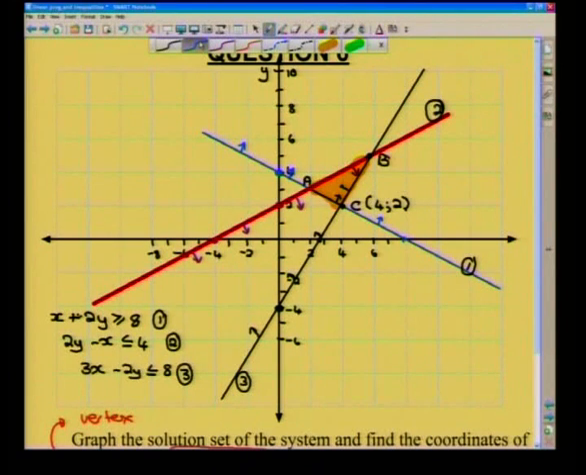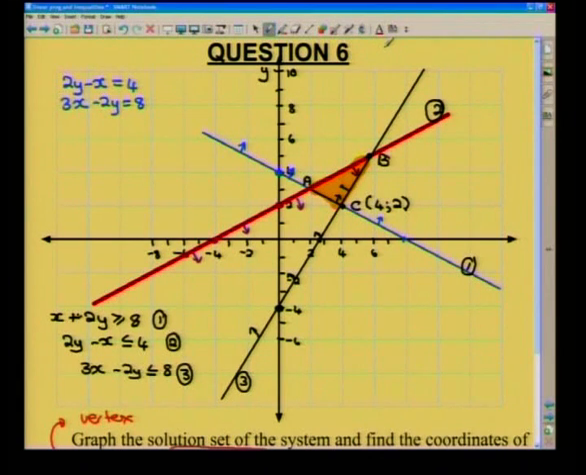Okay, so let's go here. We want to find out what happens when number 2 and number 3 cross each other. Number 2's equation was 2y minus x equals 4, and number 3 was 3x minus 2y equals 8. And we want to solve simultaneously for point C. To do that, we're going to get our 2y on its own in both of these equations. So let's call this equation 1 and equation 2. From 1, I can say 2y equals 4 plus x. And from 2, I can say 3x minus 8 equals 2y.